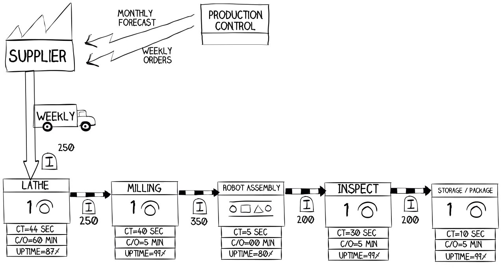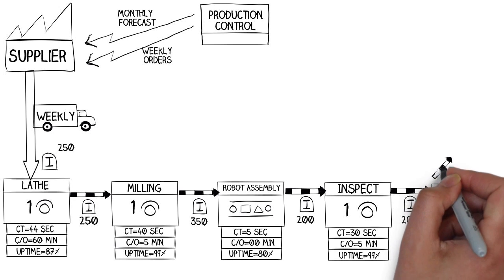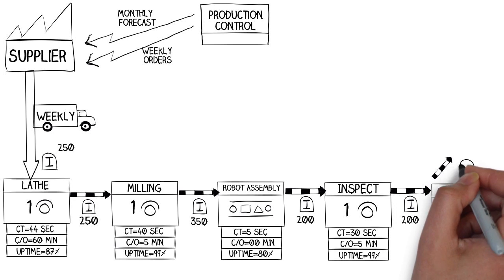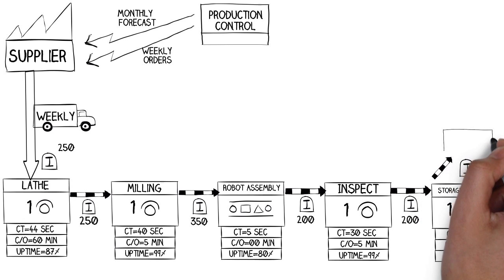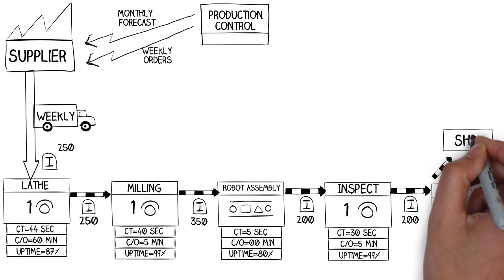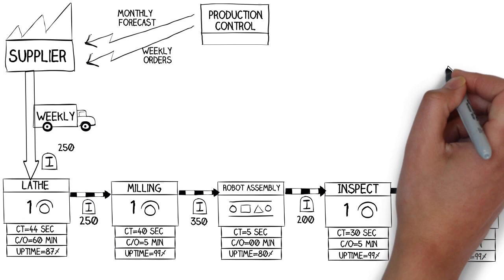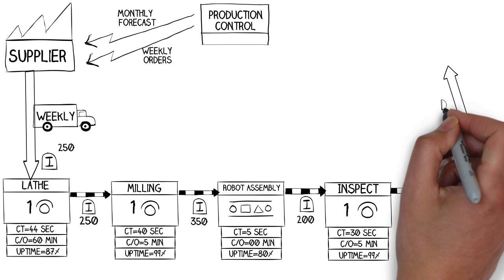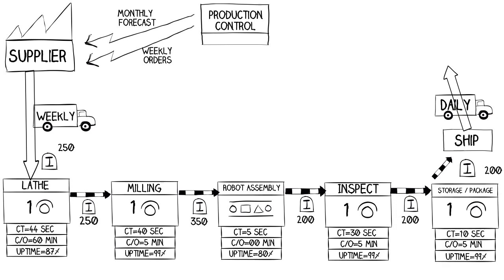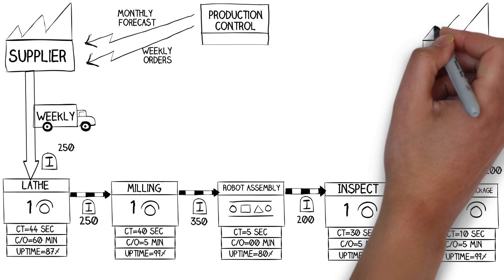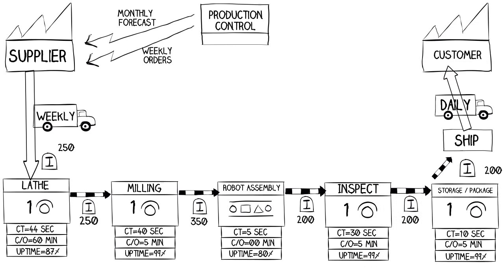Now that we've shown all the process steps, we continue on with the material flow and the information flows. After the storage and package area, we have 200 pieces, and it shows that the parts are then shipped. There's a daily shipment, again by truck, and that goes back. This symbol here represents the customer, and then finally the customer will give a monthly forecast back to our factory production control department.